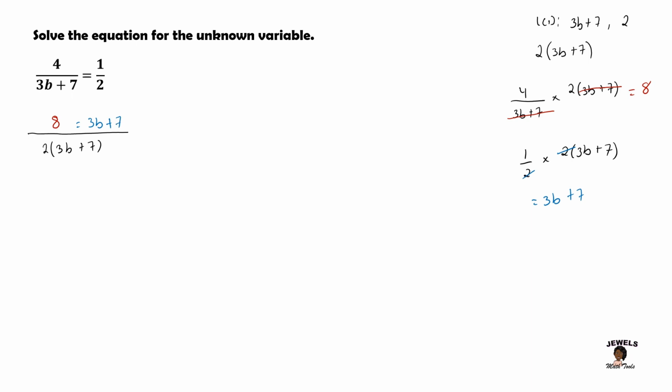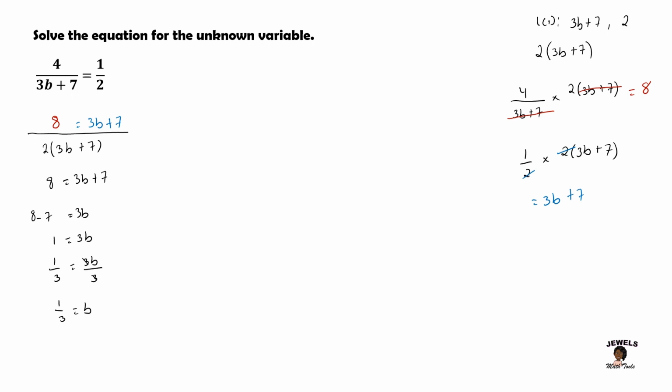So now that our fractions are in their equivalent form, we are now going to just work with our numerators without the denominator. So we have 8 is equal to 3b plus 7. Let's collect our like terms. So 8 minus 7 will equal 3b. 8 minus 7 is 1, equal to 3b. Now applying our one-step equation steps, we will be dividing both sides of our equation by 3 to get our variable b by itself. So our b will be equal to 1/3.